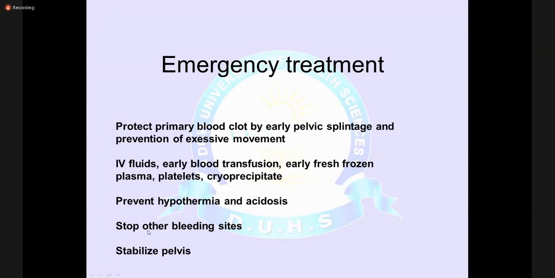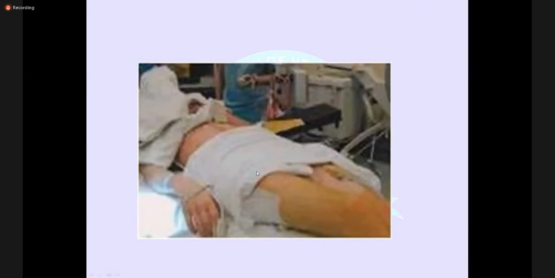Stop other bleeding sites. If there is any bleeding from the other side, try to stop it by applying pressure, compression dressing, and stabilize the pelvis. How to stabilize the pelvis? There are different methods. This is the pelvic binder. This is applied at the level of the greater trochanter and above the umbilicus. It is going to stabilize the pelvis and avoid the release of the hematoma. If it is released, it will cause severe hypotension.